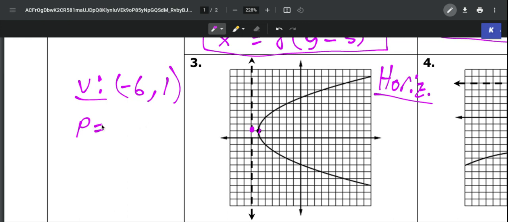Now we need to know p. So we're not given the focus, so we can't just count over to it, but we can count over to the directrix and then just change the sign. So if we were counting from the vertex to this directrix point, it would be going minus 2 units because we're moving to the left. So that means that p is going to be positive 1. So the focus would actually be like right here.